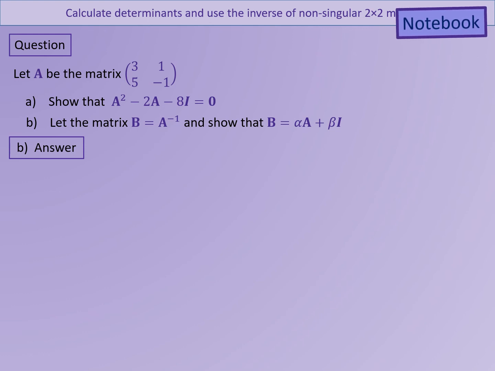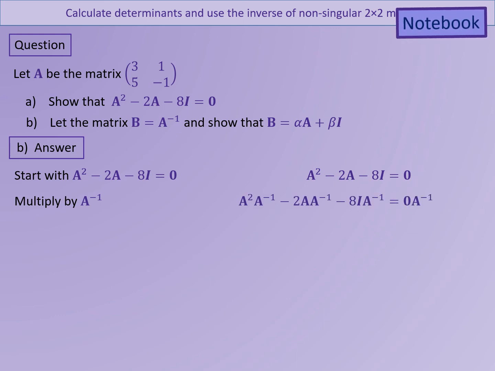So we're going to start with the equation A squared minus 2A minus 8I equals 0. Now we still need to get rid of the A squared, because we can see that the answer we're looking for doesn't have an A squared in it. So we're going to use the inverse matrix to help with that. Now we can multiply every term by A inverse, and it doesn't matter whether you multiply every term on the left or every term on the right, as long as you are consistent. So in this case, we're going to multiply every term on the right by A inverse. So we get A squared A inverse minus 2A A inverse minus 8I A inverse equals 0, the 0 matrix, times A inverse. Now some of these are going to cancel.